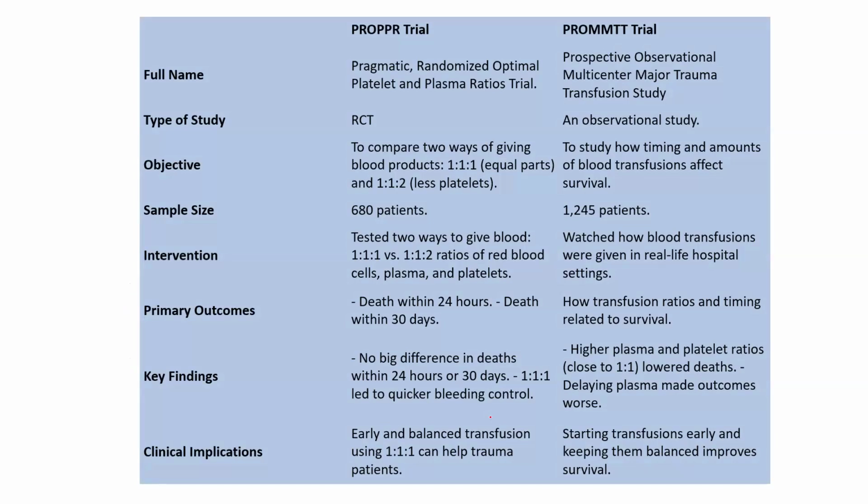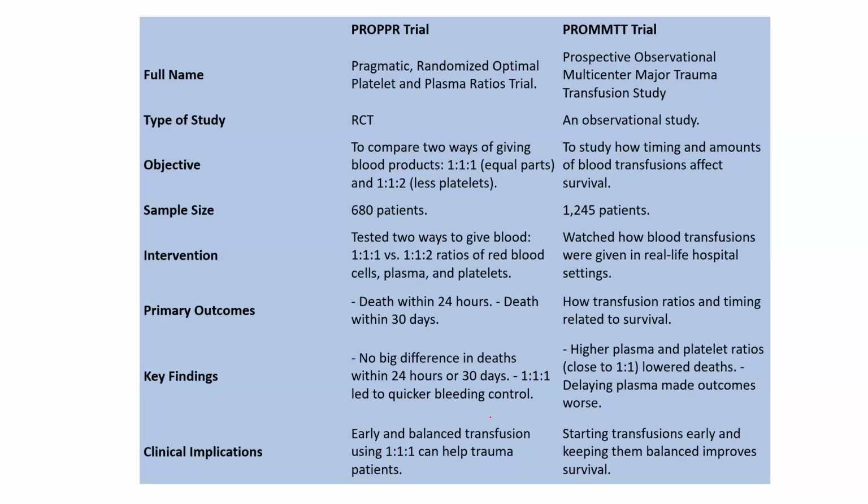So, I told you in 2013, the PROMMTT study group performed a prospective cohort study demonstrating that higher plasma, PRBC, and platelet ratios conferred survival benefits in the first 6 hours. But when the ratios were below 1 is to 2, there was a 3 to 4 times higher likelihood of these patients dying when compared with 1 is to 1. So they came to an understanding that if you give a lot of blood products in the PROMMTT trial, it indicated increased risk of death. Okay, that is what you need to understand.